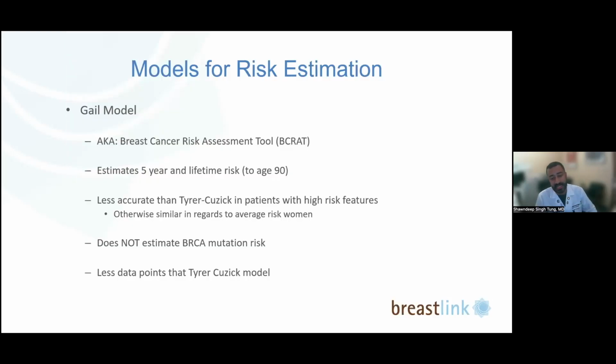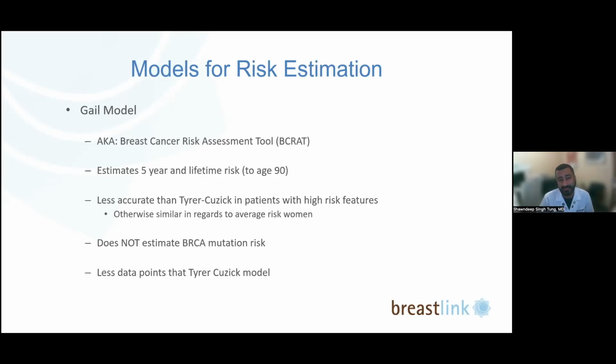As I mentioned, the Tyrer-Cuzick model, the IBIS calculator, is the calculator and model that I prefer to use. However, there are other models that are commonly used. The Gail model is probably one that's more commonly used outside of the Tyrer-Cuzick model, also known as the Breast Cancer Risk Assessment Tool, or BCRAT. This is similar to Tyrer-Cuzick. However, it estimates a shorter term risk. It estimates the 5-year risk as well as the lifetime risk. Their lifetime risk calculates out to age 90, so a little bit longer there.